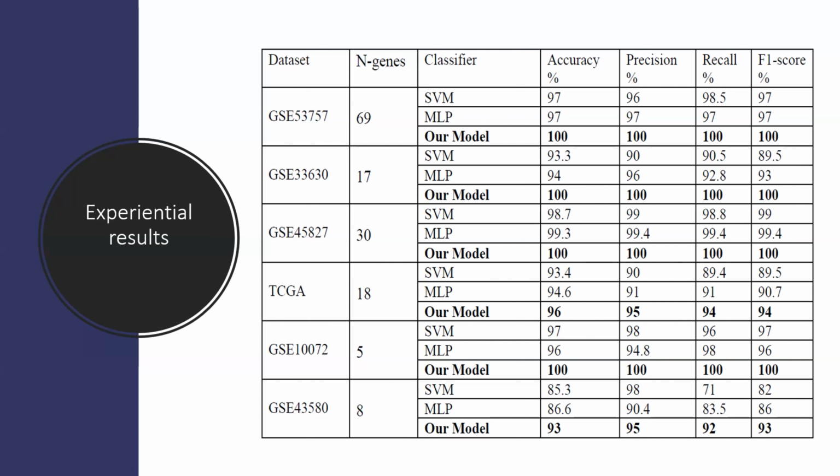For example, here, after we apply Bayesian gene selection on this dataset ID, we find that our model achieved high accuracy, precision, recall, and F-score, as you can see in the table in front of you. So we see in all these six data sets, our model achieved better results than these classifiers.